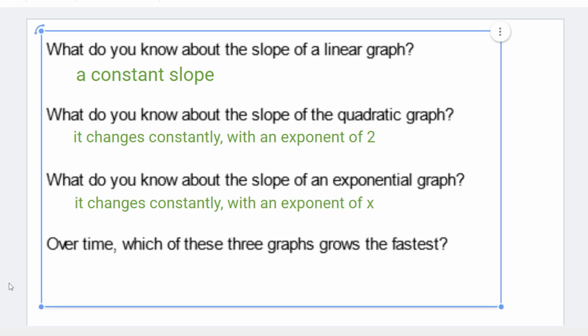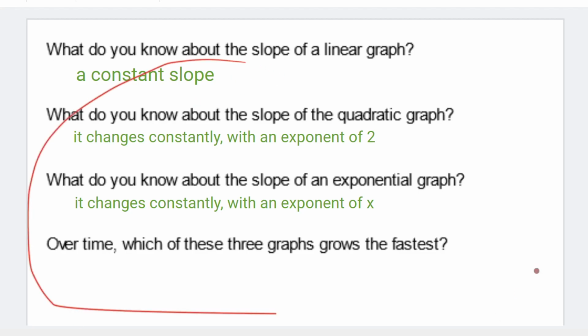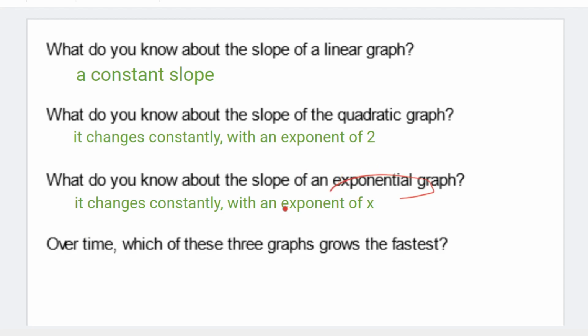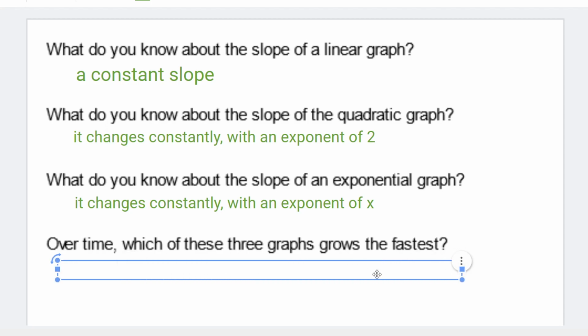So if we want to think about which one will grow the fastest over time, as long as these are all trending in a positive direction, the exponential graph has to grow the fastest, because this has an exponent of 1, this has an exponent of 2, and this has an exponent that's a variable. It's constantly increasing and getting larger. So exponential graphs always grow the fastest.